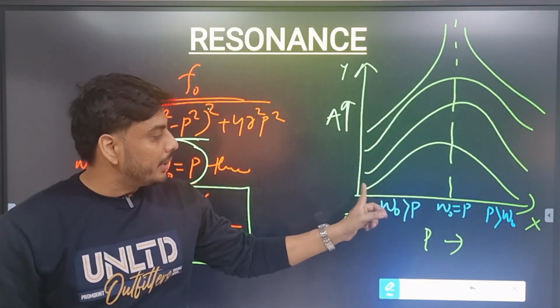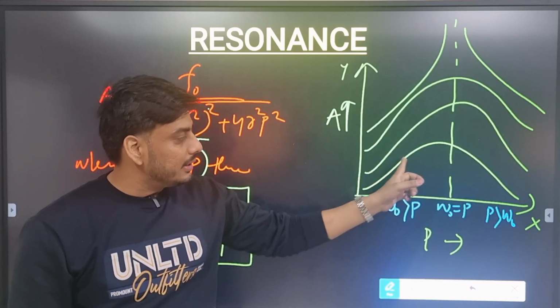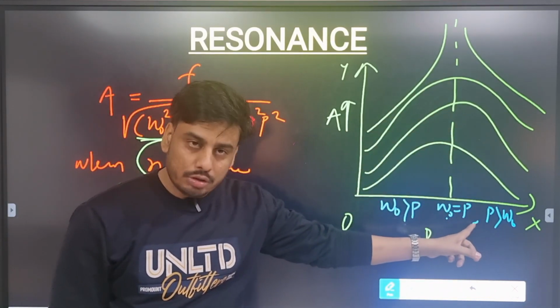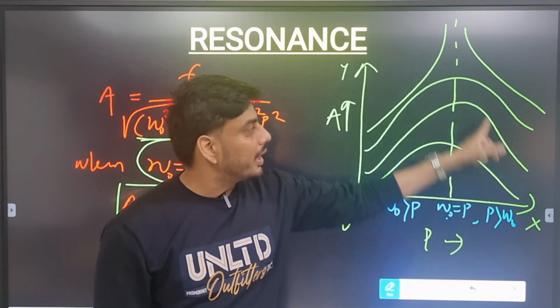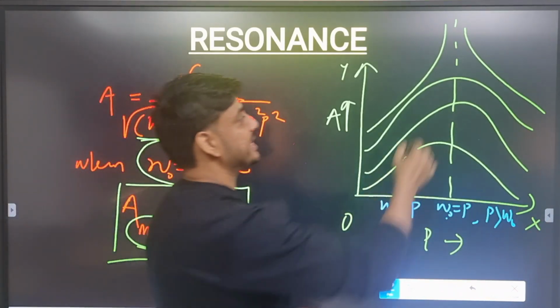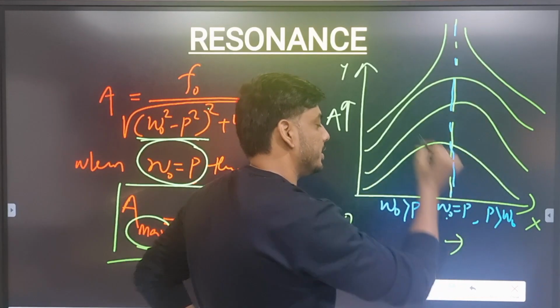When P is less than omega naught, in that case also we are getting less amplitude as compared to the resonant frequency. Resonant frequency means when omega naught equals P. When P is greater than omega naught, then also we are getting amplitude which is less than that at the resonant frequency. So this maximum is said to be the resonance frequency condition.